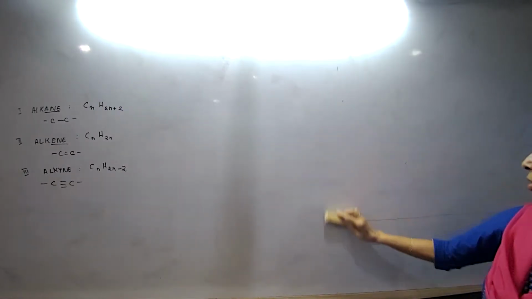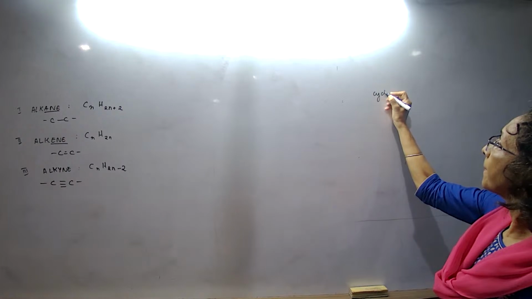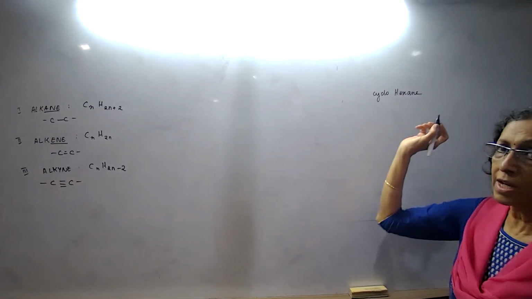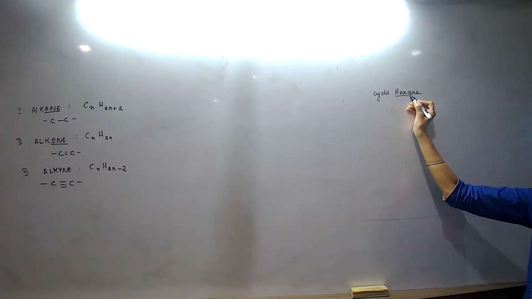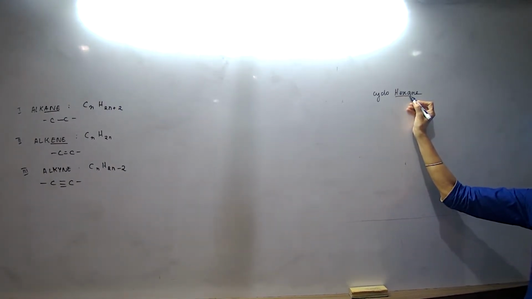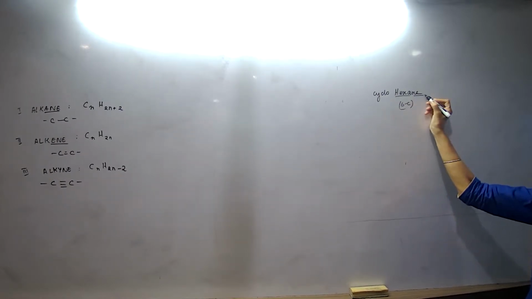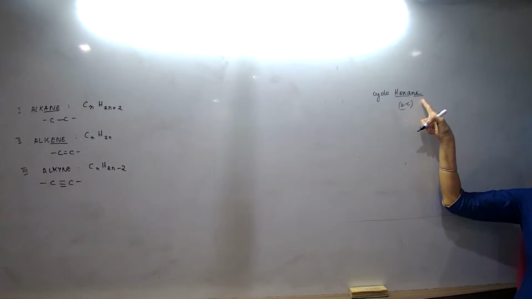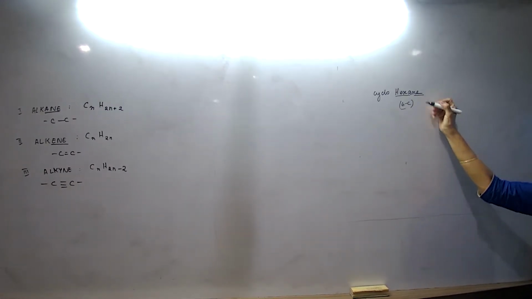I want you to draw without discussion. Quickly. Hexa. What does it tell us? 6 carbon. Ane. What does it tell us? Single bond, double bond, triple bond. What is it? Ane. Single bond. Okay, so this is single bond.